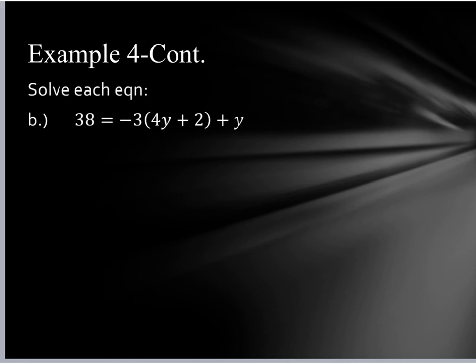Now that you've had a chance to try it on your own, let's go ahead and work it out together. So when I look at this problem, the first thing I notice is I have 38 equals negative 3 times the quantity of 4y plus 2, plus y. So I see that I need to distribute first. So I have 38 equals a negative 12y. Negative 3 times a positive 2 will give me a negative 6. And then I'm left with a plus y outside.